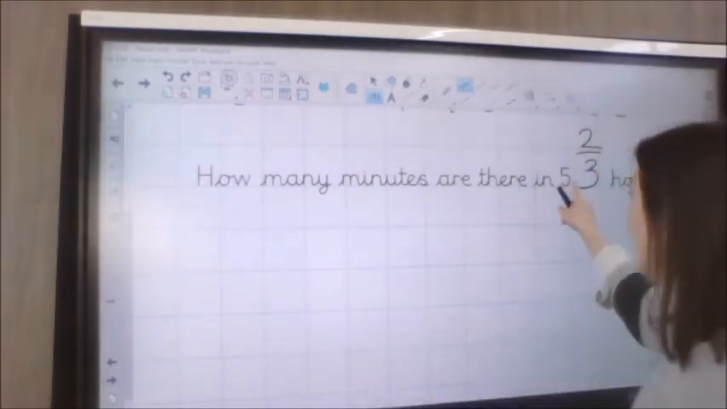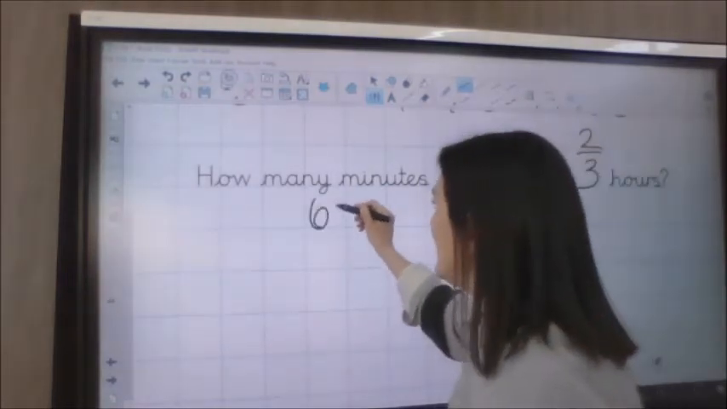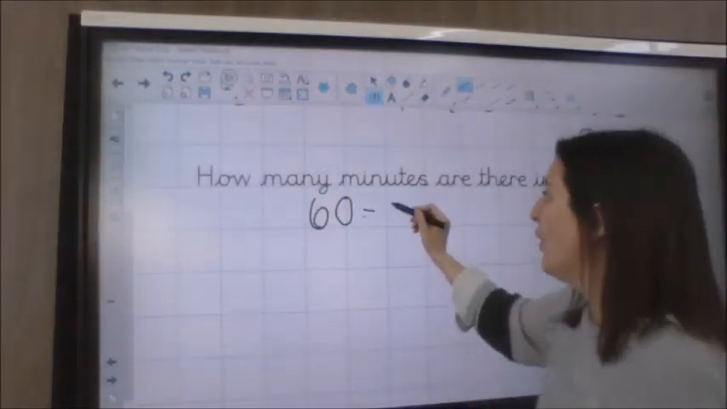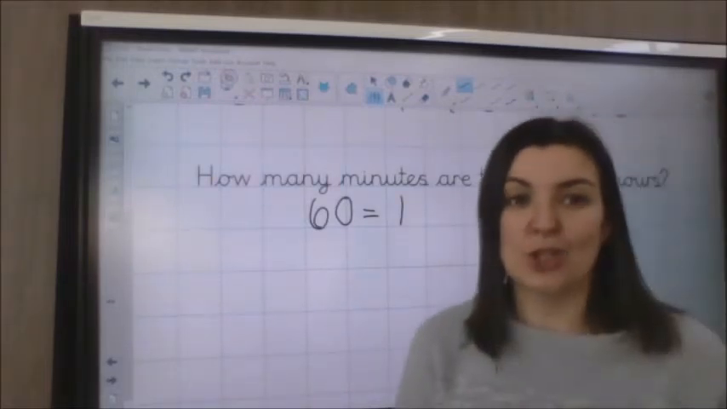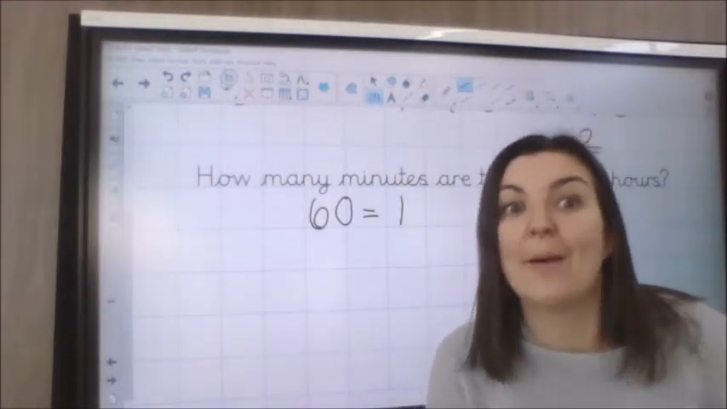So you've got 5 hours. Remember, there are 60 minutes in 1 hour. So you need to do 5 times 60 and then have a go at adding the 2/3 as well. So pause the video now and have a go.